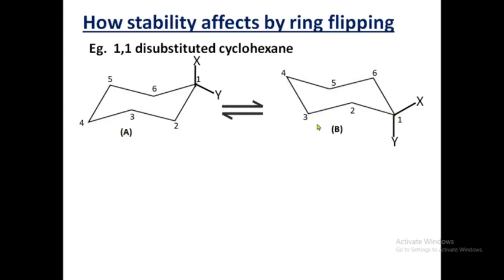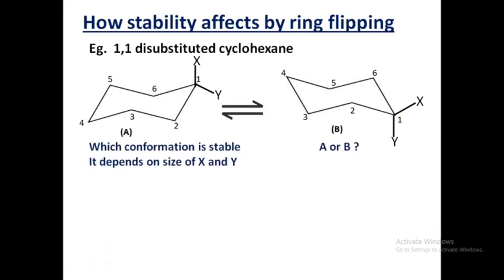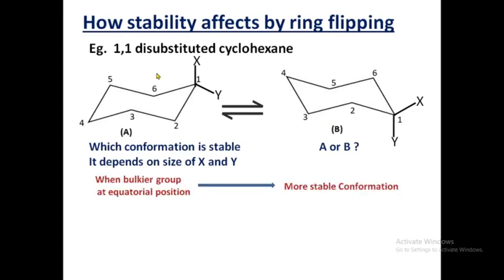Now in these two structures, which will be more stable, A or B? It depends on the size of X and Y. If the size of X is bigger than Y and it is at the axial position, definitely it is unstable because it creates some interaction with the hydrogens present at 3 and 5. So we have to remember one thing: when the bulkier group is at the equatorial position, that conformation is the more stable conformation. Okay, so let's take the different cases.